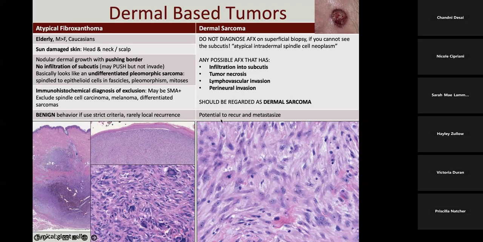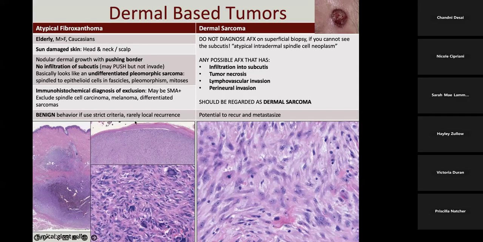However, you can never make this diagnosis on a shave biopsy because guess what? You don't have the deep aspect of it. So do not ever make this diagnosis on a shave biopsy. Because your differential is in fact something like a high-grade dermal sarcoma, which if it infiltrates the subcutis, has necrosis, LVI, PNI, is high grade with the potential for metastasis.